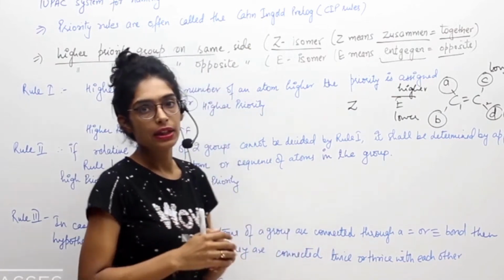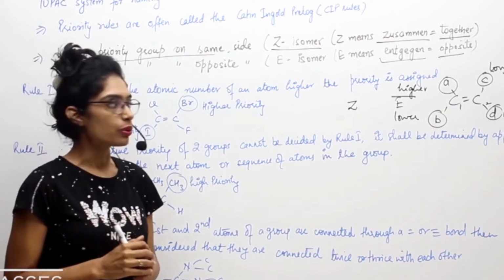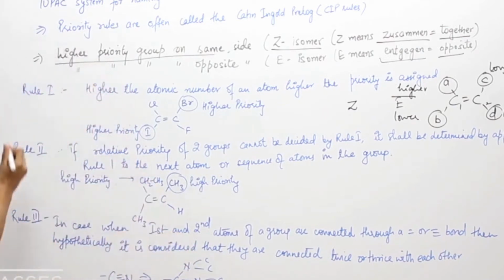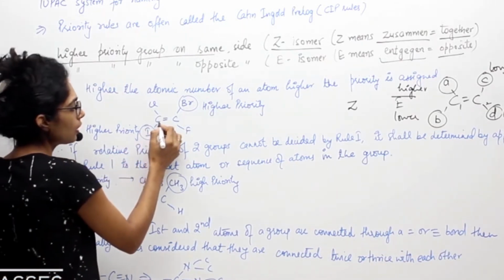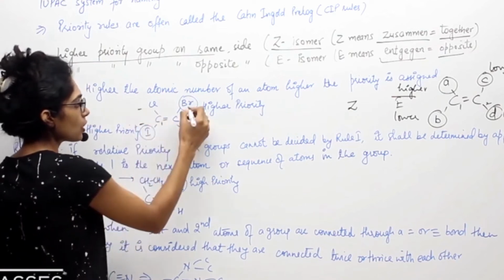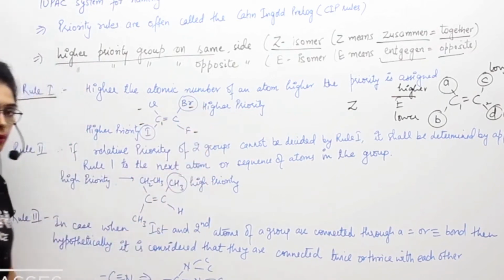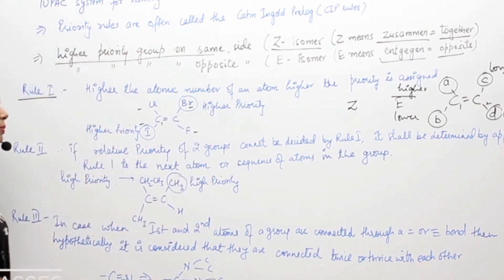Now, how to decide whether a group is higher priority or lower priority? For that, we have to follow certain rules. So now let's understand the rules to figure out which particular group is going to be a higher priority group. Let's say I have taken an example over here, carbon double bond carbon, and I have on the first carbon chlorine and iodine attached, on the second carbon bromine and fluorine attached. Okay, so now here, on the first carbon there are 2 groups, iodine and chlorine.